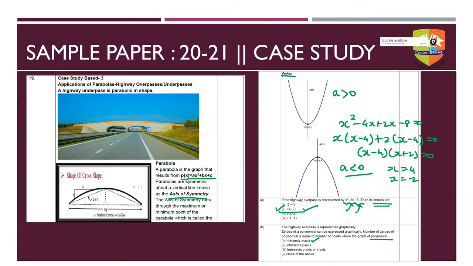And in all probability, the word problem should be from quadratic equations or linear equations. So the 5 marker mostly will be allotted to those. So you can rest assured that this will not have a 5 marker question.